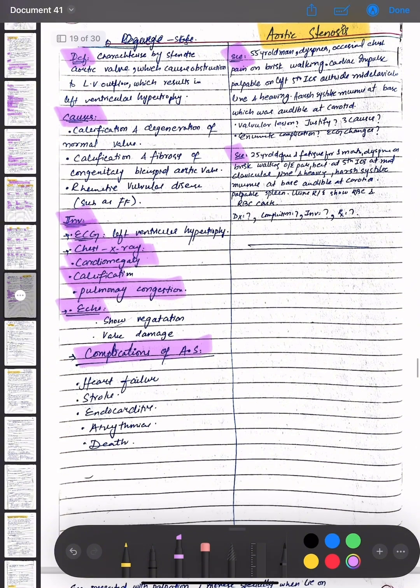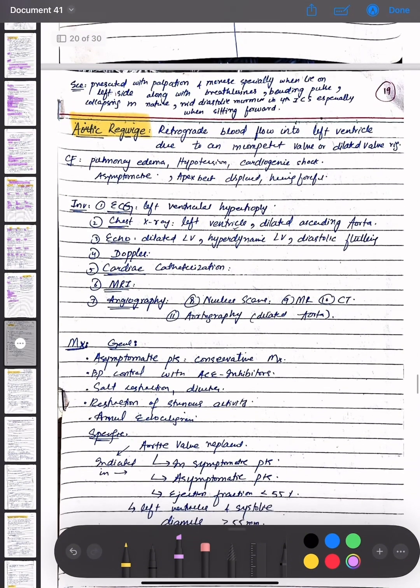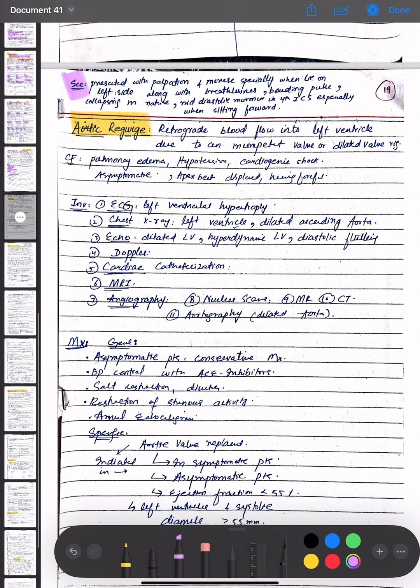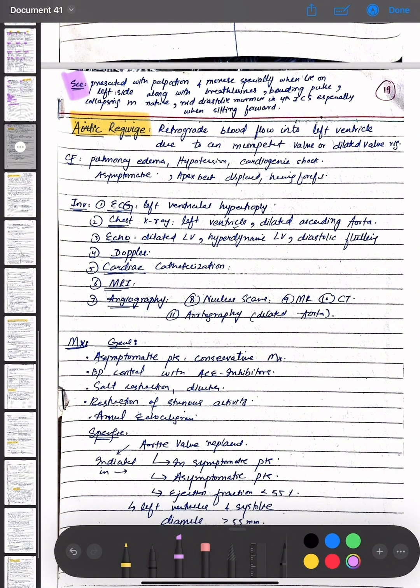complications. Now coming towards aortic regurgitation, we have a scenario of a patient presenting with palpitation, especially when lying on the left side, along with breathlessness, a bounding pulse, collapsing in nature, and a mid-diastolic murmur in the fifth intercostal space, especially when sitting forward. So the definition of aortic regurgitation is retrograde blood flow into the left ventricle due to an incompetent valve or dilated valve.